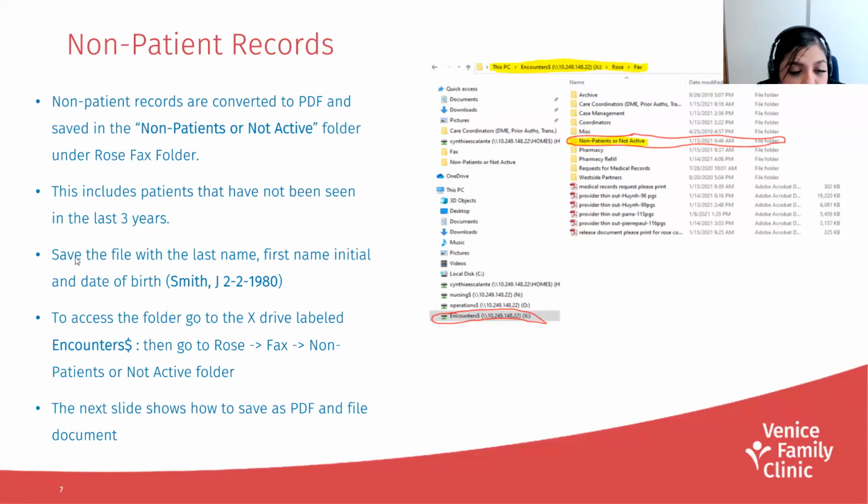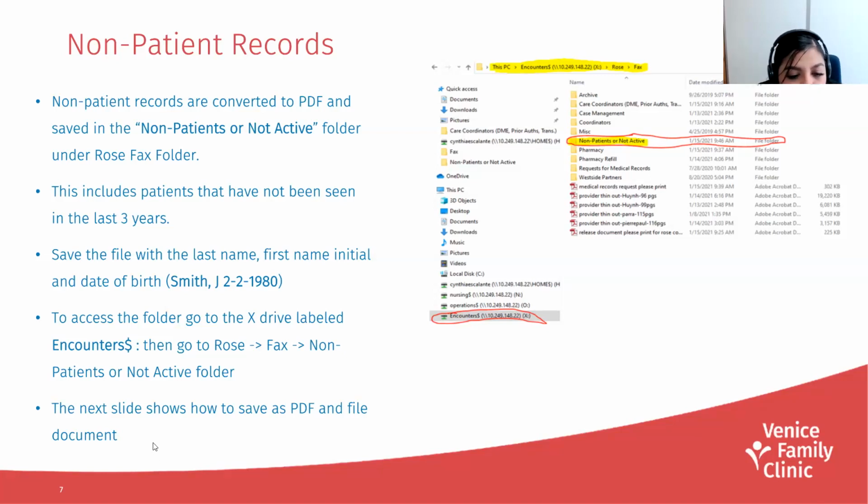You save the file with the last name, first name initial, and date of birth. For example, last name Smith, their first name initial, and their date of birth. That's how you're going to file them. To access the folder, go to the X drive labeled encounters $. You'll find it like this. Then you'll go to the ROS folder, as you see here. Then you will select fax, and from there you can view non-patients or not active patients.